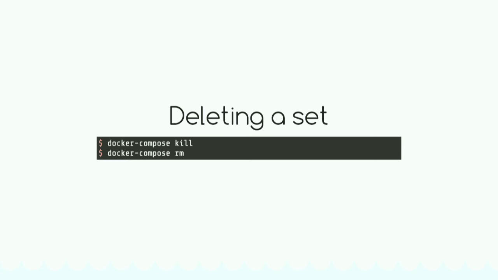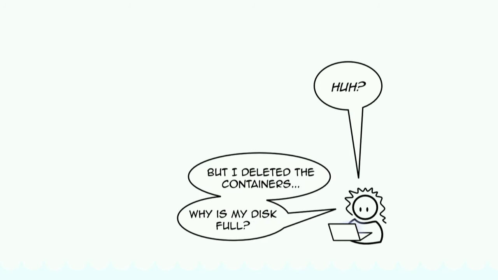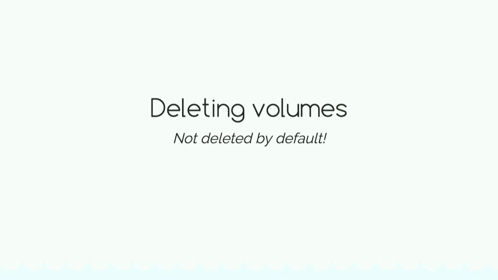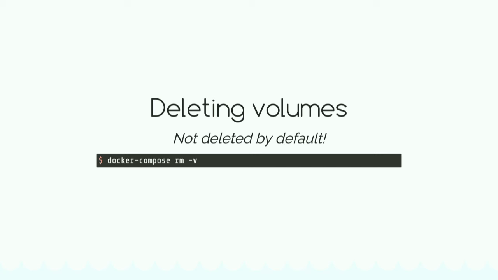But one thing that I actually discovered only a few months ago is that, wait, I deleted all my containers, but why is my disk still full? Well, volumes are not deleted by default in Docker. You have to explicitly delete them. That's actually meant as a data saving feature to prevent you from completely deleting all your production data. So how do you do that? You specify Docker compose remove -v when deleting the container set. -v means yes, delete the volumes also.